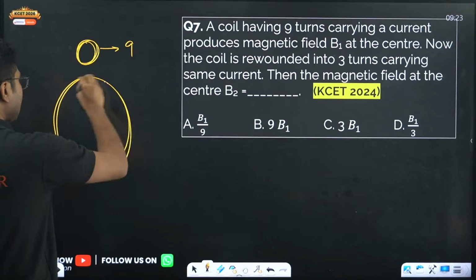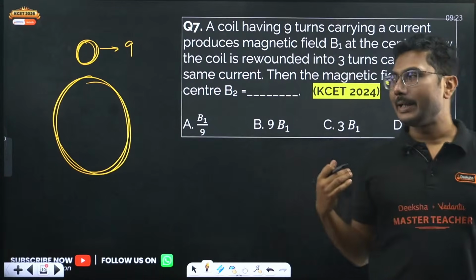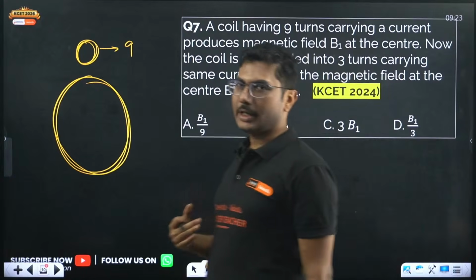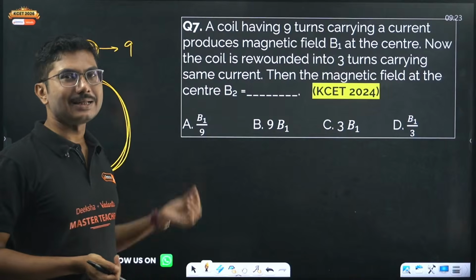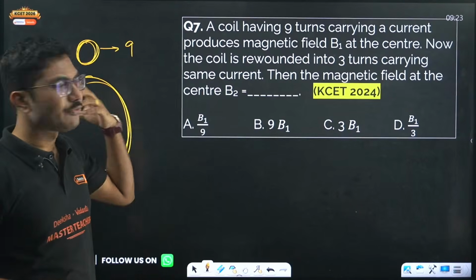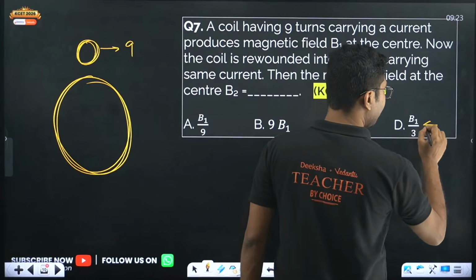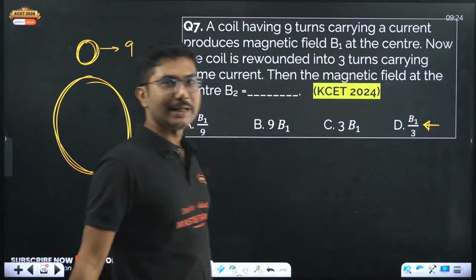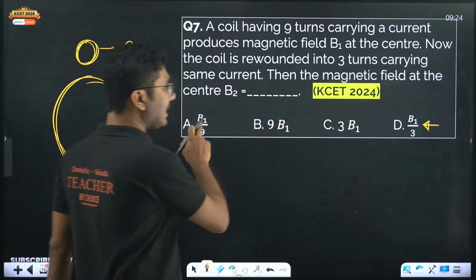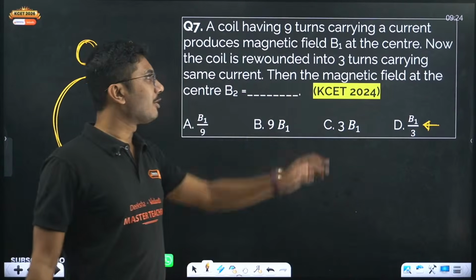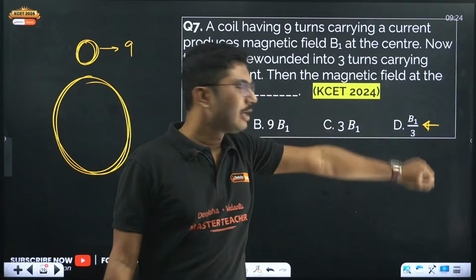So definitely the coil becomes bigger. Coil becomes bigger means the magnetic field becomes less. Bigger the radius, the magnetic field becomes less, since it is inversely proportional to radius. Now if you want to guess, you should guess this answer: magnetic field is getting 1/3. Now I might be wrong. Either B by 9 or B by 3 should be the answer, because it's a ratio of 9 and 3. So I am guessing that it should be the B by 3 answer.